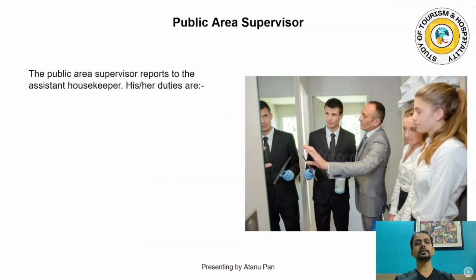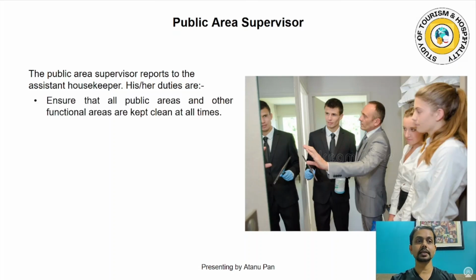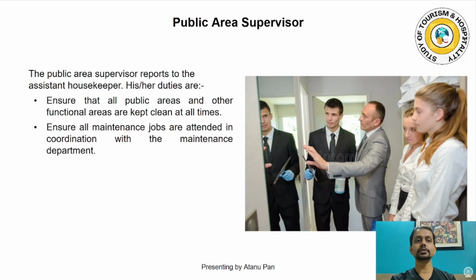Public area supervisor, and here this public area supervisor is actually working in the public areas, and he or she must ensure that all the public areas are neat and clean, and must be kept as per the standard of the hotel. All right. Next, ensure all maintenance jobs are attended. Okay, like whatever the maintenance job in any place. Maintenance job does not mean it will be inside the guest room only. It may be anywhere. Maybe in the lobby the light is not working. Maybe in the lobby the chandeliers are not working. Or maybe the AC is not working in the coffee shop.